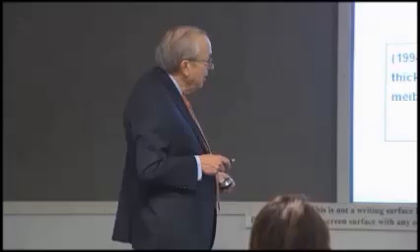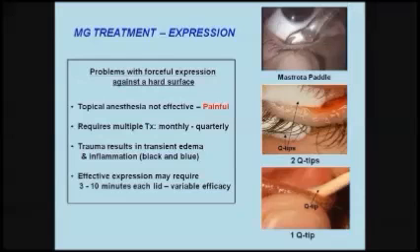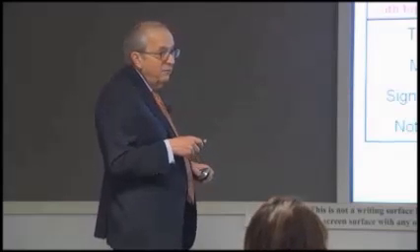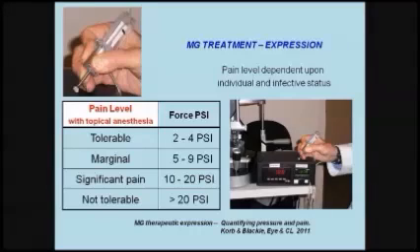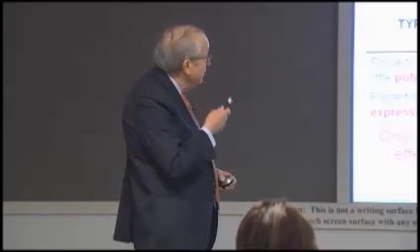But the pain tolerance is relatively low, and whenever you apply pressure against a hard surface, it's very unlikely that you will not experience significant pain. Even if you use a topical anesthetic, even if you use lidocaine 8% on your jojoba oil, the pain level with topical anesthesia, tolerable is between 2 and 4 pounds of pressure per square inch, marginal between 5 and 9, and significant pain after 10. And we built an instrument which allows us to evaluate that. Some of you who have been in my office have seen us do it.